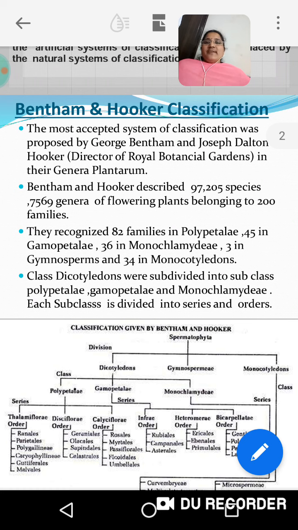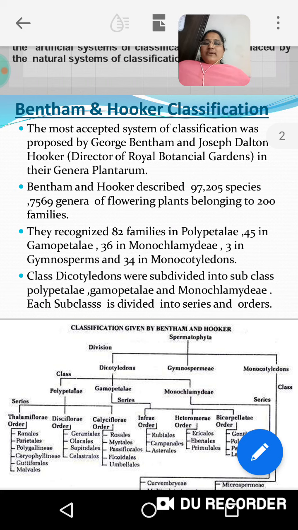This classification was proposed by two scientists, namely George Bentham and Joseph Dalton Hooker. Among these two scientists, the second one, Joseph Dalton Hooker, was the director of the Royal Botanic Gardens, Kew, England. These two scientists together proposed the natural system of classification, and they wrote this system in a famous book known as Genera Plantarum.